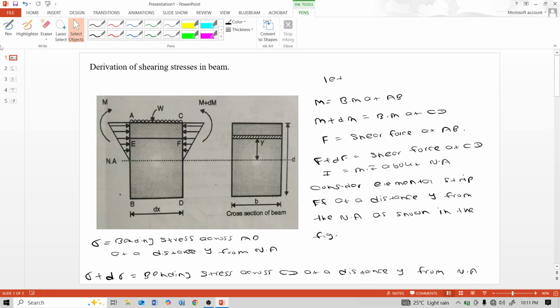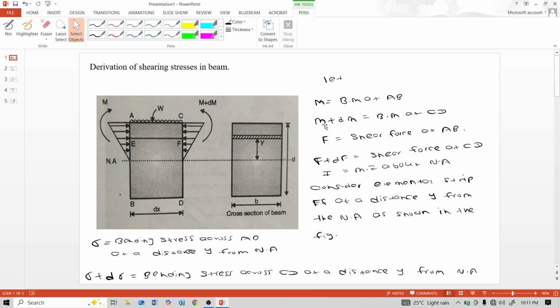So see, derivation of shearing stress in the beam. Consider one elemental strip at a distance y from the neutral axis, and this triangular portion is the shear stress distribution diagram. On face AB, this moment M acts. On face CD, this moment M plus dM acts. And this W is the uniformly distributed load on the beam. And this EF is the small elemental strip.